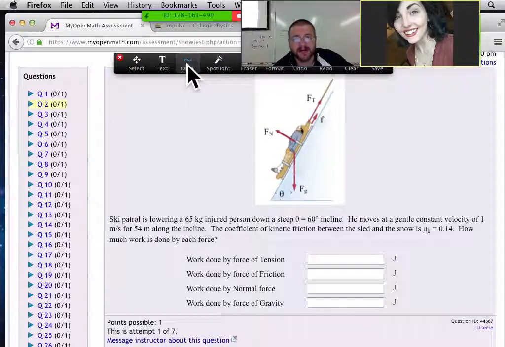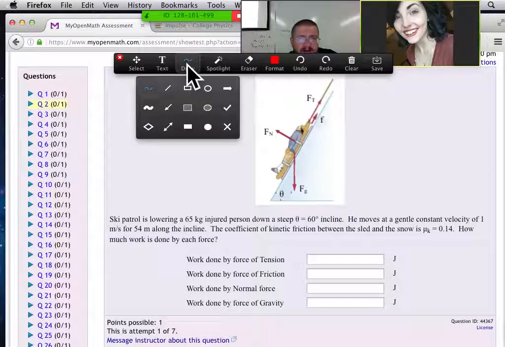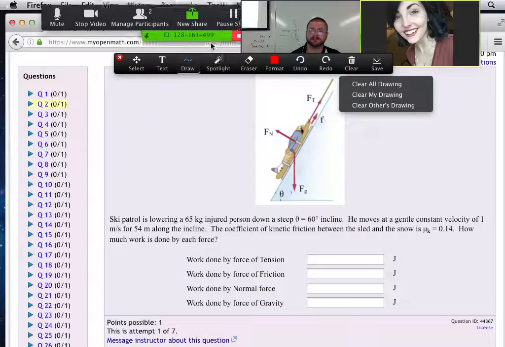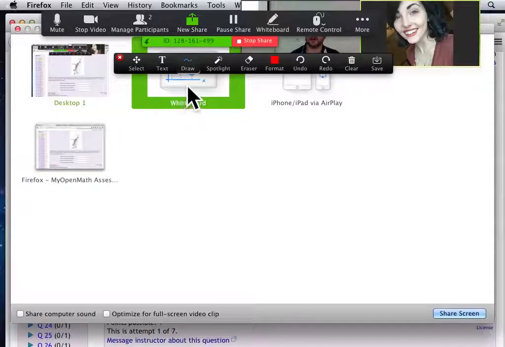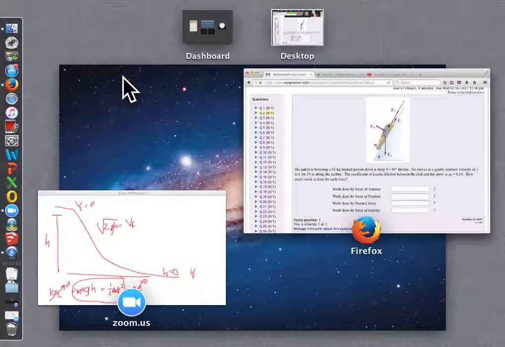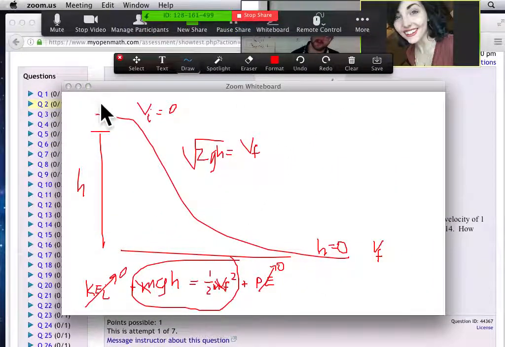So let's go ahead and let's see, where'd my drawing go? I can't find my whiteboard. Well, there it is. Okay.